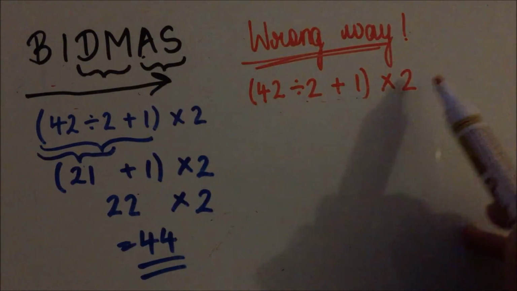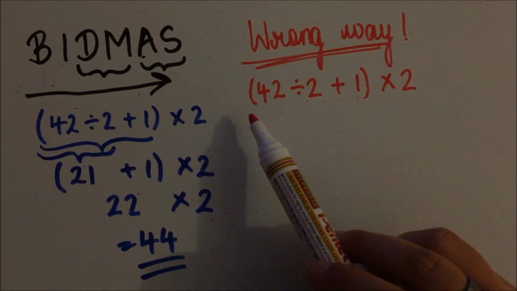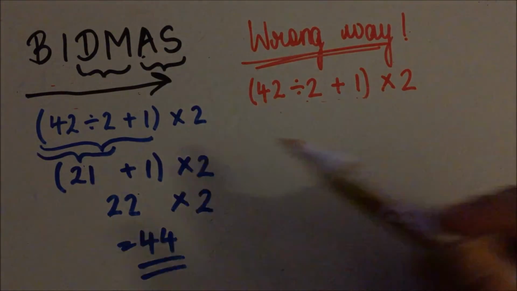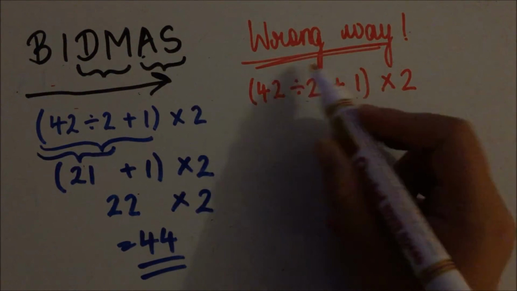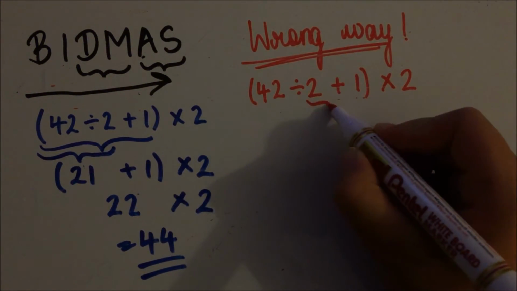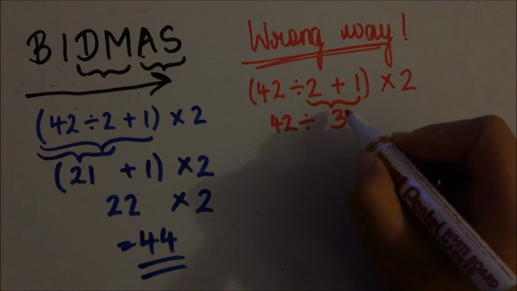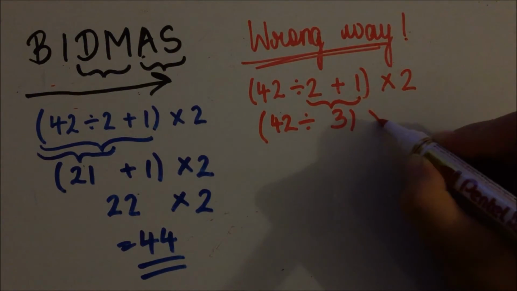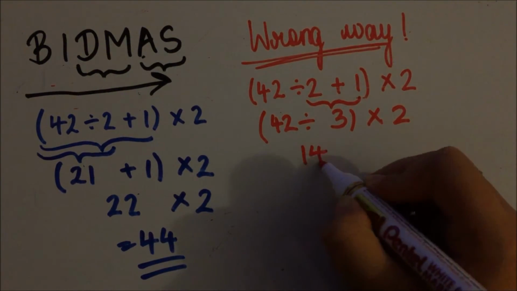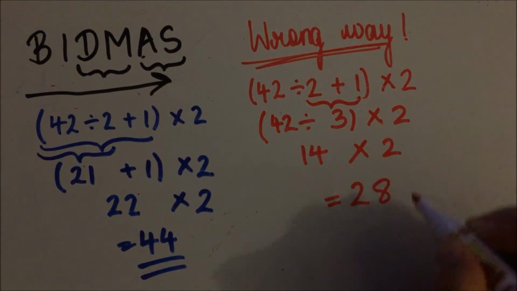I'm going to do the same question again, but this time I'm going to deliberately do it wrong just to show you guys how easy it is to make a simple mistake and then get the entire question wrong. So according to Bidmas, I should be doing the brackets first. So I will do the brackets first, but instead of doing division first, I would do my addition first. So I put my 42 divided by 3, because 2 and 1 gives us 3. We still have our brackets and we still have our times by 2. So 42 divided by 3 is 14, and then we have it times by 2, which gives us 28.